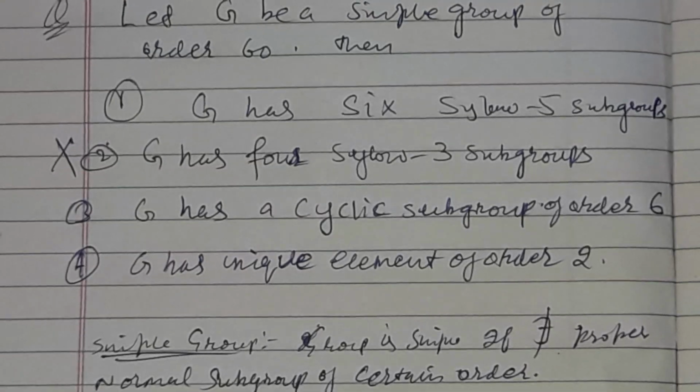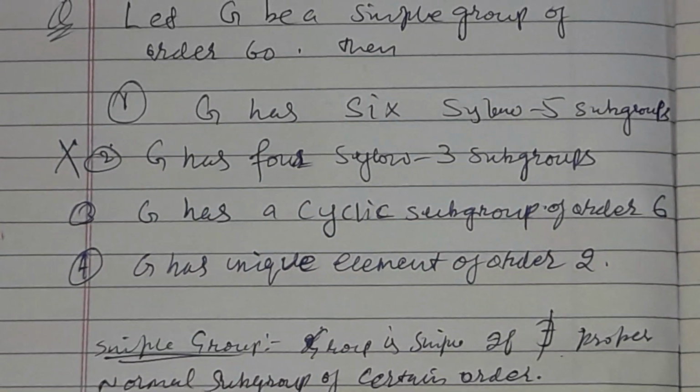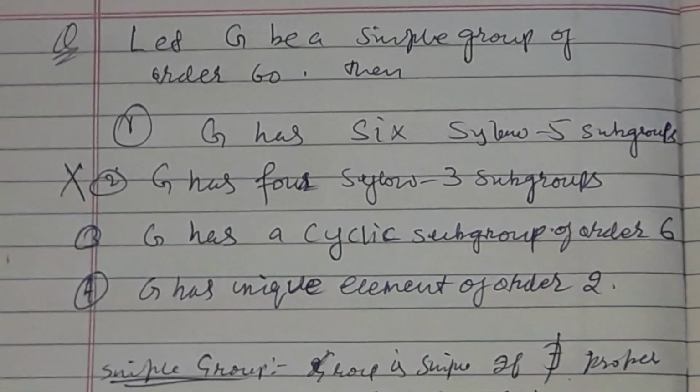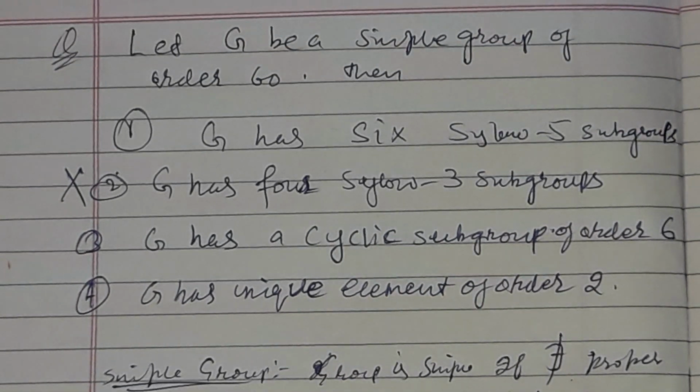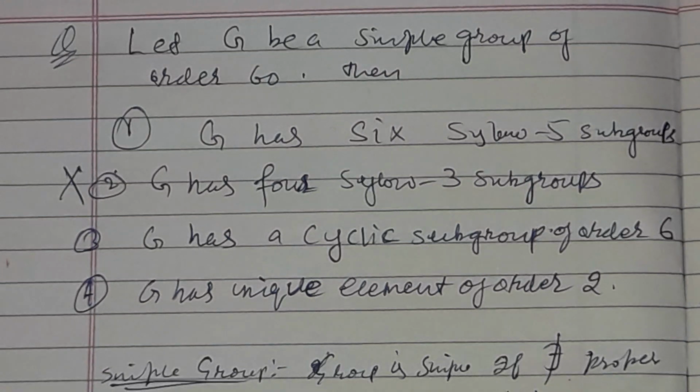Now my third option says that G has a cyclic subgroup of order 6. The order of the group is 60. My mind converges toward the dihedral group because the order of the group is even. We always try to go towards the dihedral group whenever the group order is even. My intuition says that the dihedral group works here.